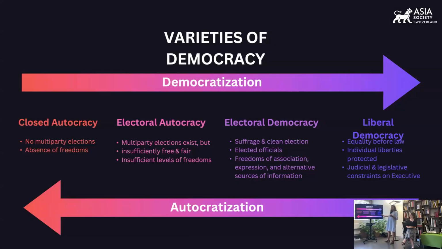On one end, you have liberal democracies, which of course have elections, but they also have certain liberal rights that are protected, which includes equality before law, and especially judicial and executive constraints. And then on the other end, you have a closed autocracy, systems where there are no multi-party elections, and usually a lot of absence of freedoms that we associate with liberal systems. So countries might move in either direction, and we want to understand how that happens.